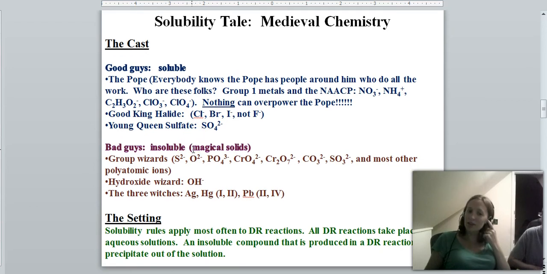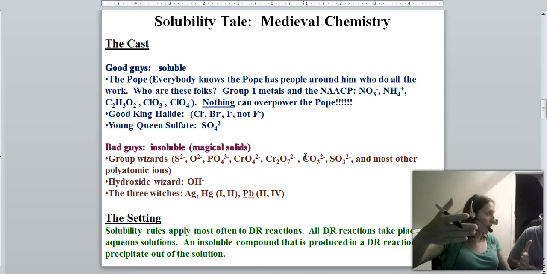And she is good as well, but she also has weaknesses that we will discuss when we have met the bad characters. So the bad characters are insoluble, and you've got a bunch of different polyatomic ions. 1, 2, 3, 4, 5, 6, 7. 7 of them, and that are the main ones that pop up that are insoluble dudes. So if they're present, generally it's insoluble unless they're overpowered by the Pope, the King, or the Queen.